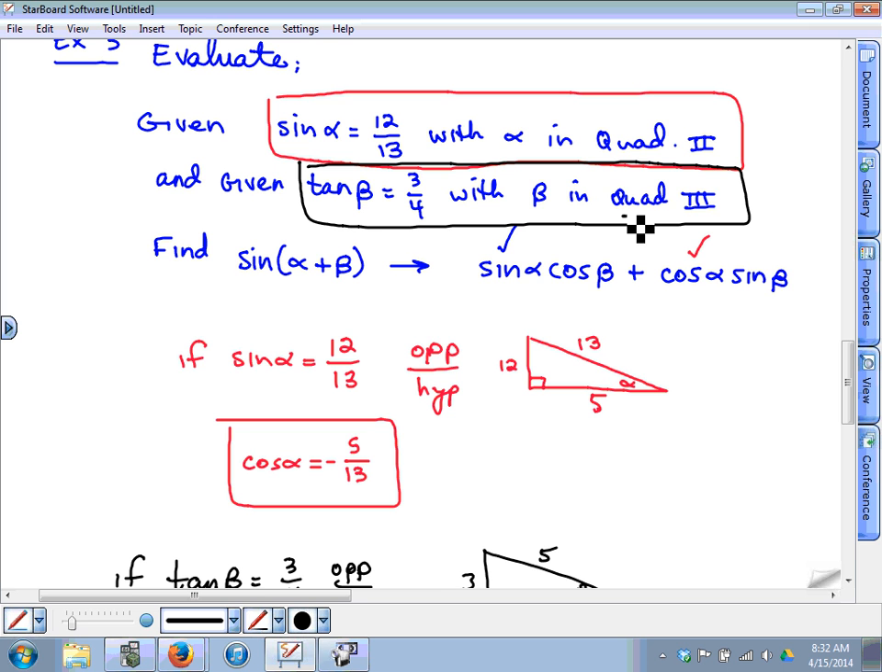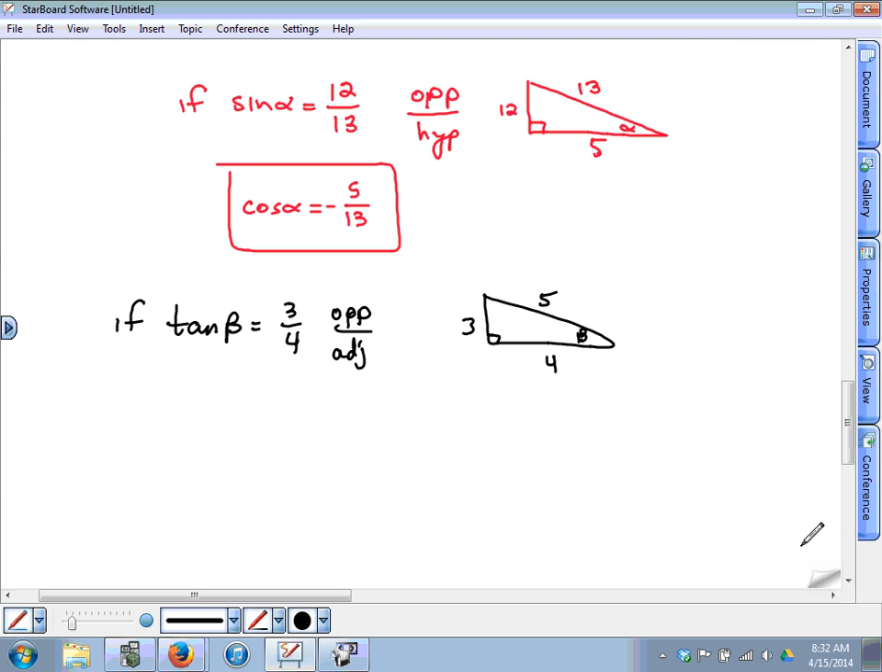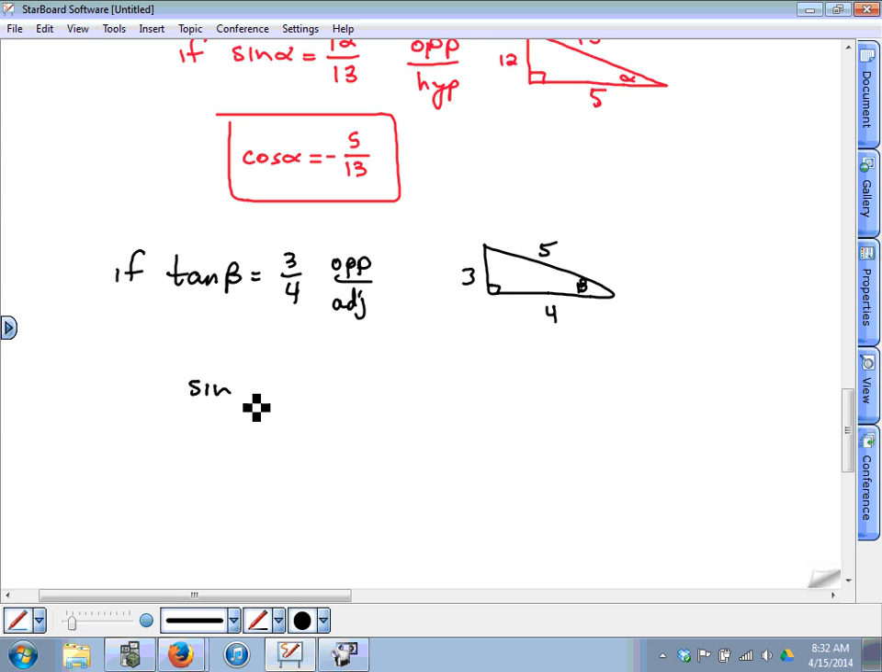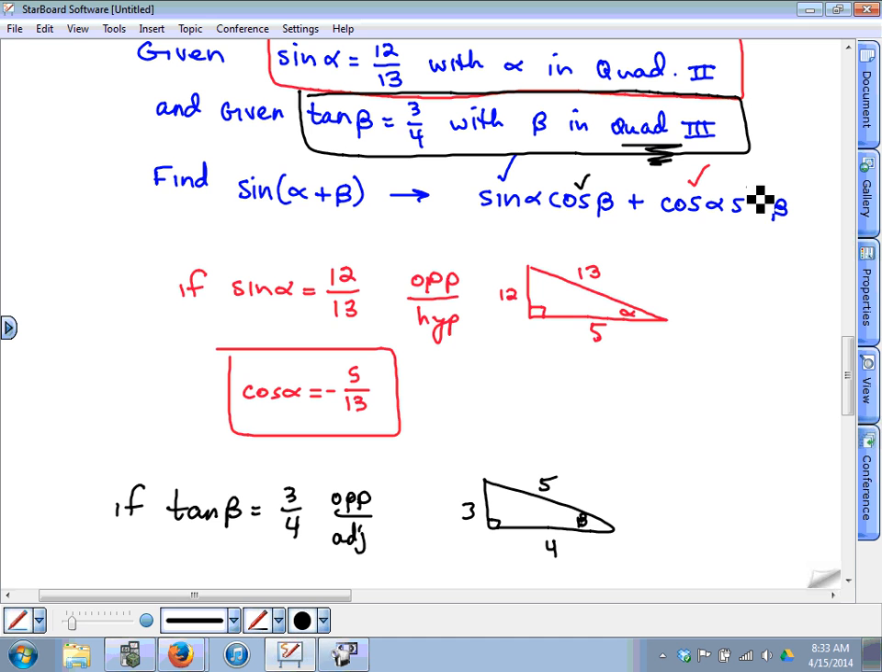Now, we have to be careful. Beta is in quadrant 3. So yeah, the tangent's positive, that's true, but the sine and the cosine. So what's the sine of beta? Oh, careful. There you go, negative 3/5, because we're in the third quadrant. What about the cosine of beta? Negative 4/5. So let's just do a quick little check. We know the cosine of beta now, and we know the sine of beta.